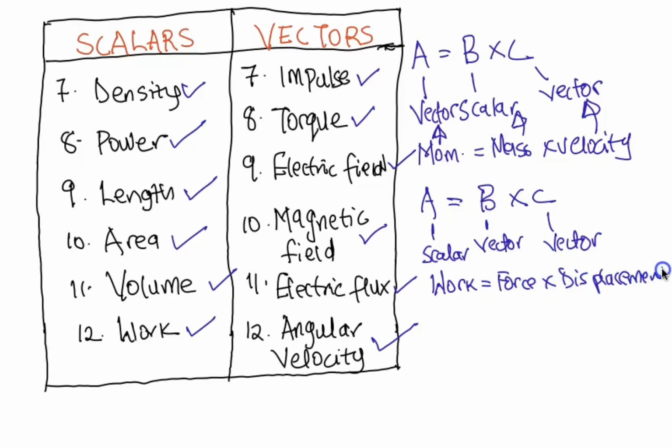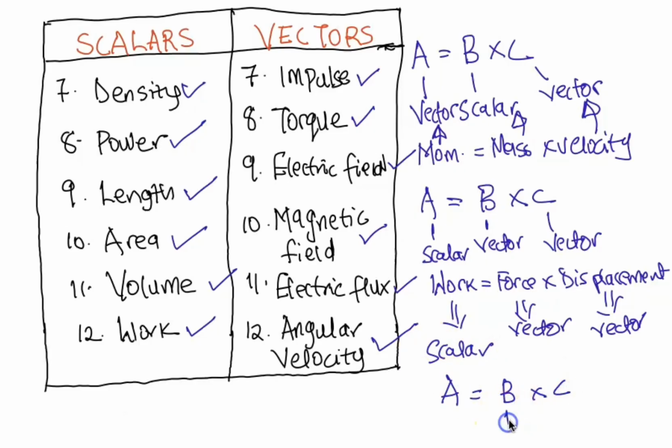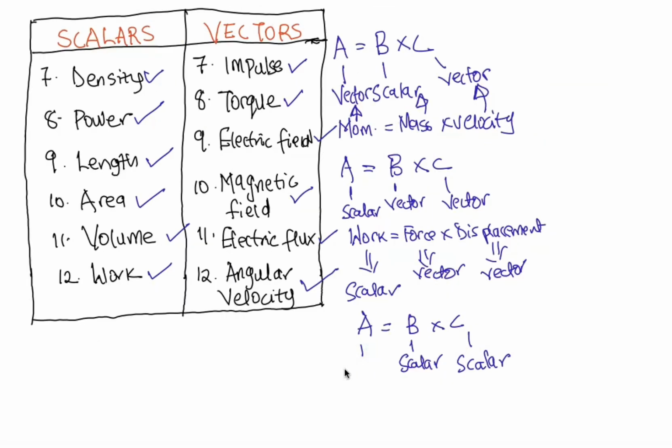Now you get to see that force here is a vector quantity. Displacement also is a vector quantity. At the end of the day, work is a scalar quantity. So the same goes for when two scalars multiply or divide each other. So let's say we have B to be scalar and then C to be scalar. Both of them don't have direction, so there is no way A will end up having direction. So A will also be a scalar quantity. So take note of this.